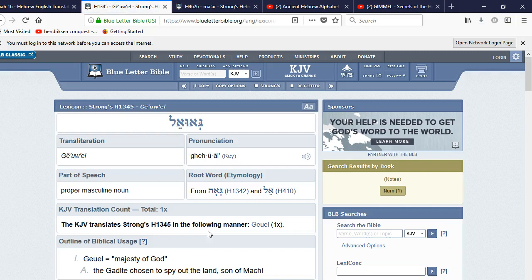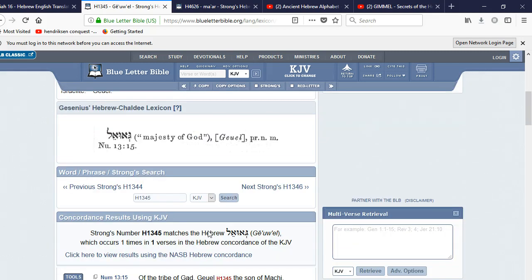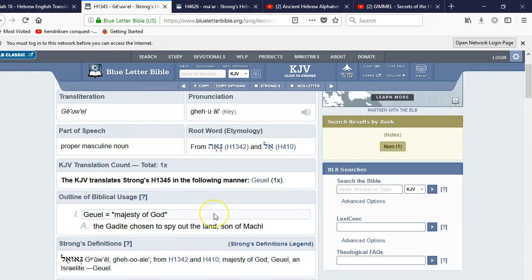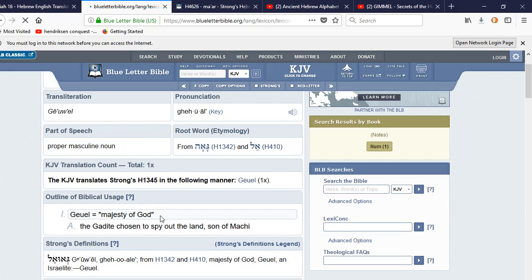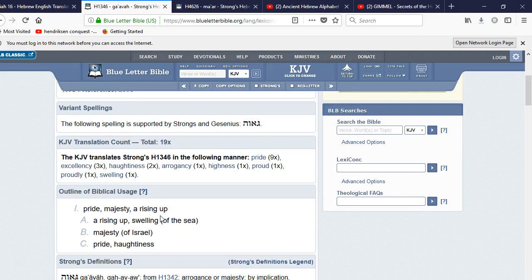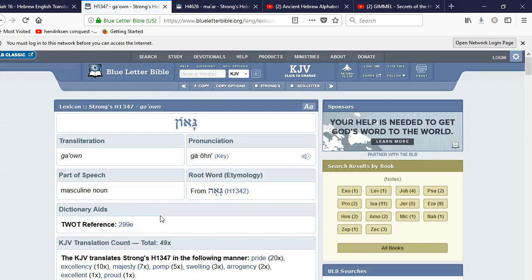You see, the problem with pride is that pride's an abstract. So we've got Ga'u'al, majesty of God. Interesting, majesty of God, not pride. The tribe of Gad, Ga'u'el, so it's a name. I love when they do that. Something is a name, and they think to give you the literal translation of it, when I don't think they have any proof of that. All right, so we've got Ga'u'a, pride, majesty, or rising up. These are all variations. I can't say enough about the variations there are.